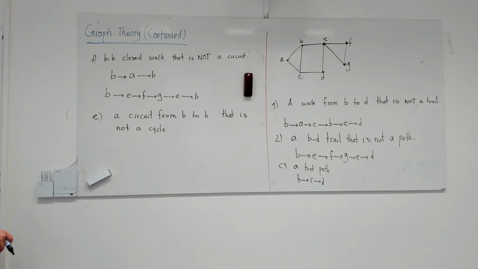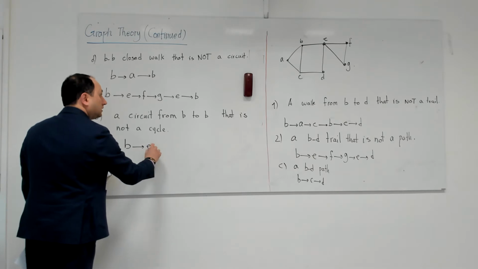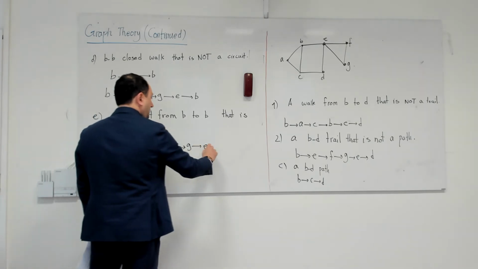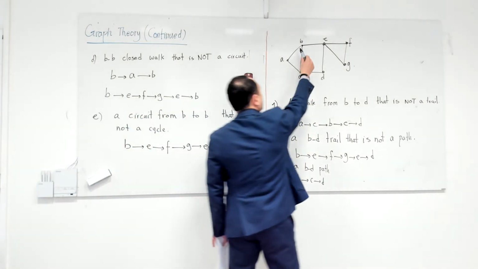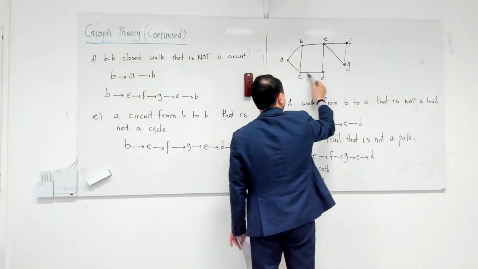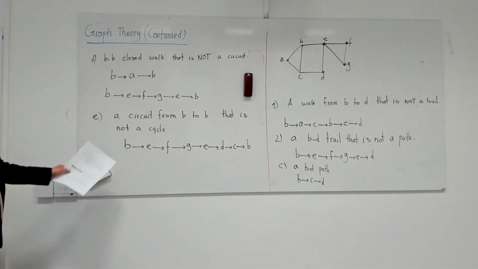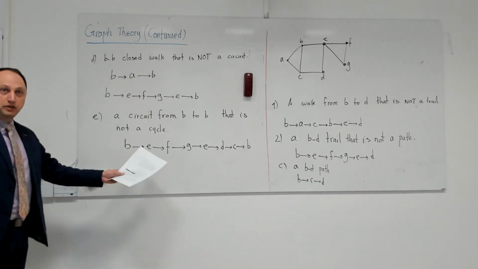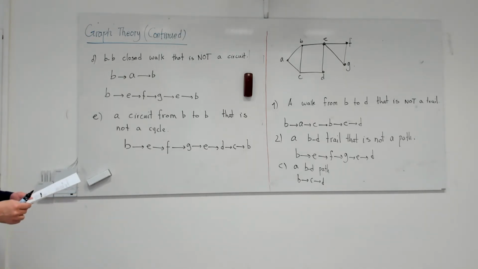Yes? From B to E. From B to E, E to F, F to G, G to E, E to D, D to C, C to B. So you started from here like this, yes? Do you agree that he hasn't repeated any edges, but you also agree that he repeated vertex E? So it is a circuit from B to B, but it is not a cycle. Is it understandable?